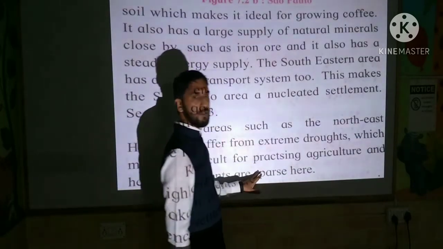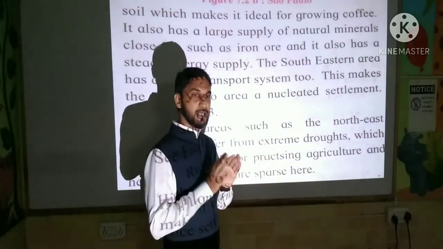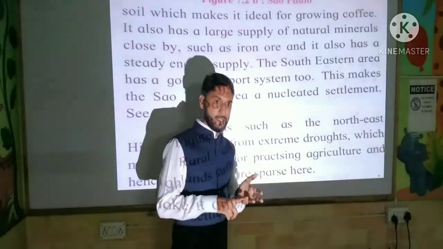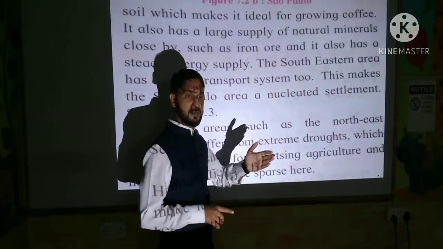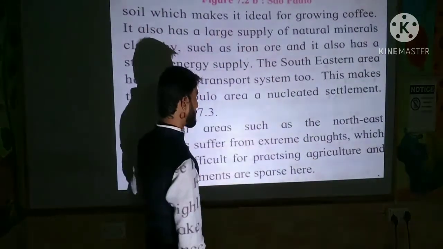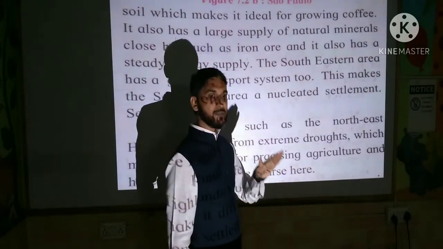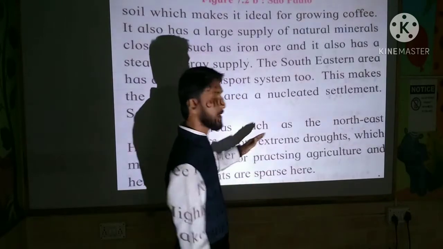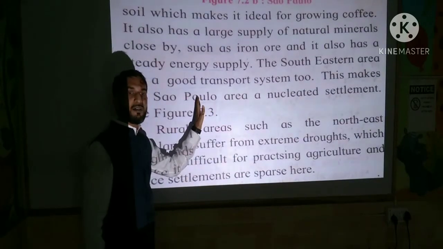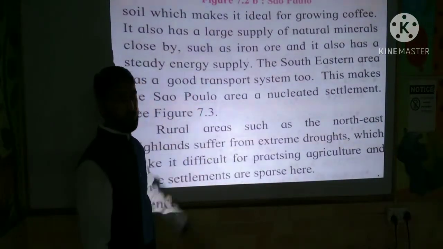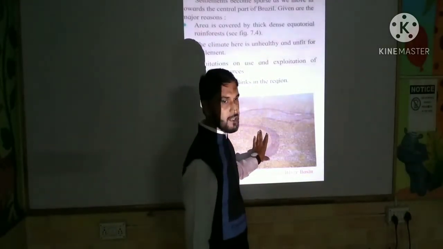It means, students, overall, if we see the coastal plain region, maybe it is limited land, but settlement still took place because of water supply and minerals suitable for coffee plantation. But if we go towards the west side or the central part of Brazil, what happens to the population? Population is sparse, it means the population reduces here. And again, students, if we go to the Amazon river basin, this is a dense forest region. In the dense forest, it is very difficult for human settlements.